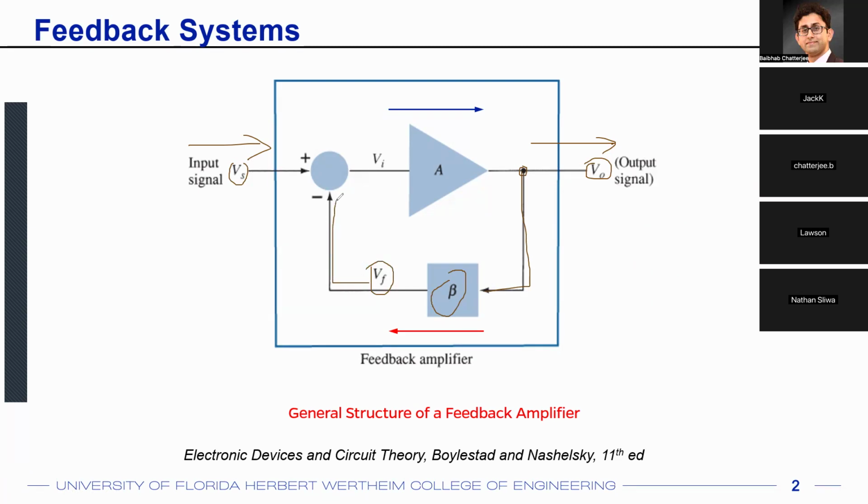Let's say you take that feedback voltage, subtract it from the input voltage VS, and that subtraction VI is nothing but VS minus VF according to this diagram, because your input is coming in here, your feedback is coming in here, you subtract the two, and that gives you your VI, which is the actual input voltage to your amplifier, which has the gain of A. And the output of the amplifier is your output signal. So that's a general structure of a feedback amplifier.